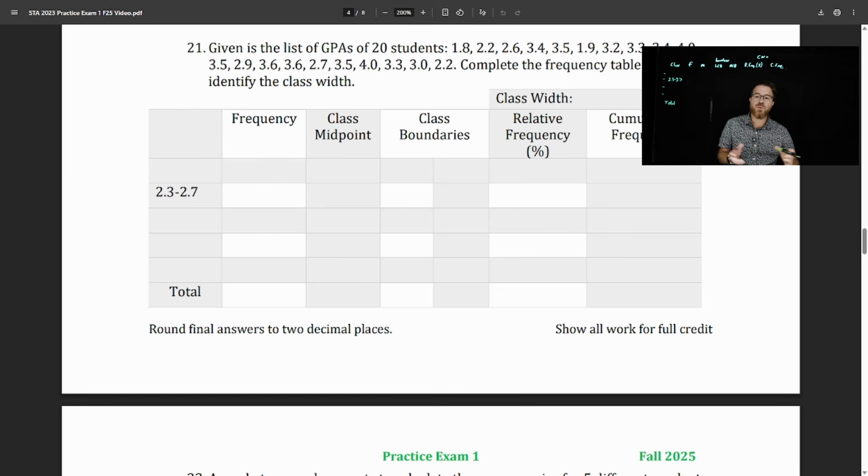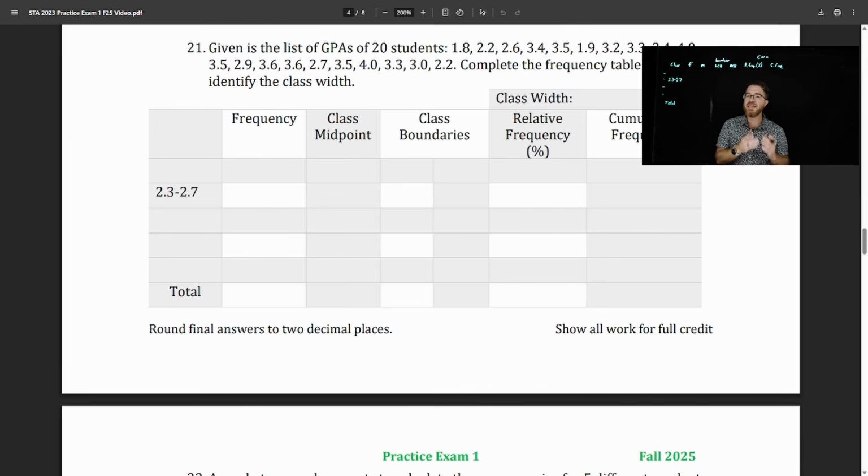For problem 21, we're given a list of GPAs of 20 students, so 1.8, 2.2, 2.6, up to 2.2. We want to complete this frequency table and identify the class width. In this case, I've already written out the partially filled out table. It's partially filled out because if you look here, we do actually have one of the classes, meaning that if we wanted to, we could figure out what the rest of the classes are just by using this one piece of information here.